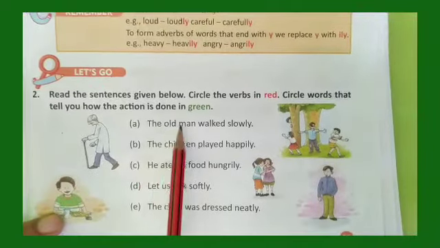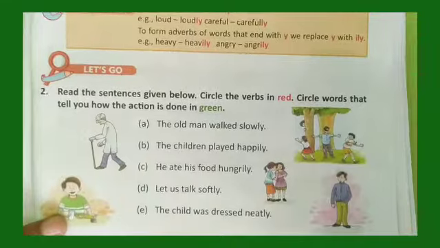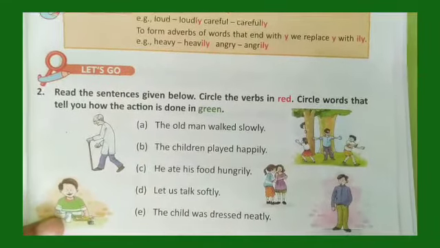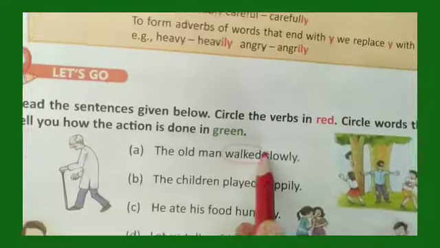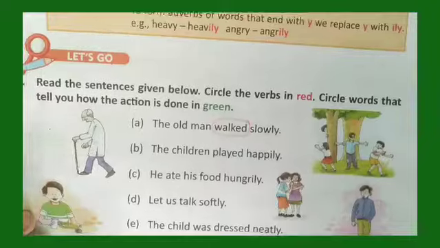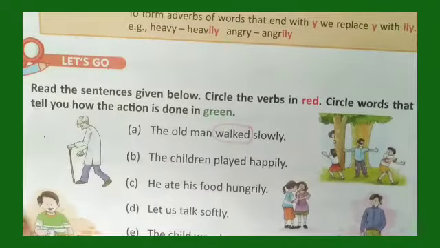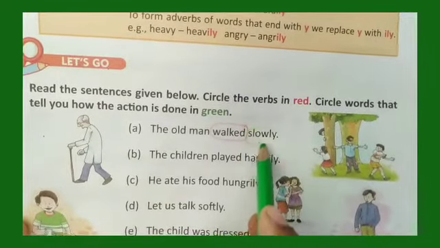The old man walked slowly. So we will first circle the verb in red. Where is the verb? Walked. Okay. And then how did he walk? How is the action done? Slowly. So we'll circle it with green.